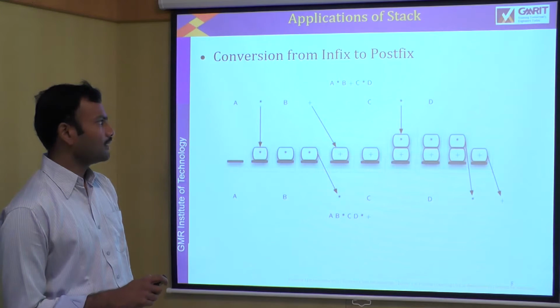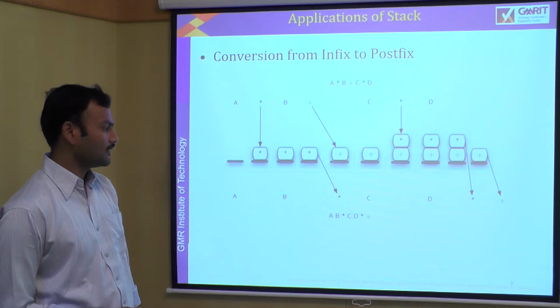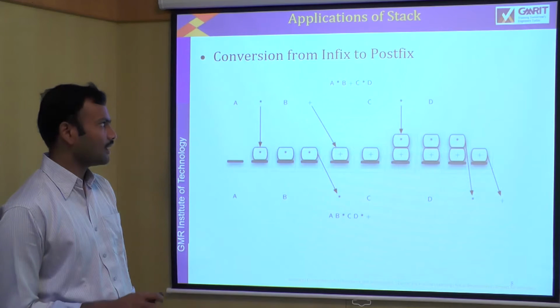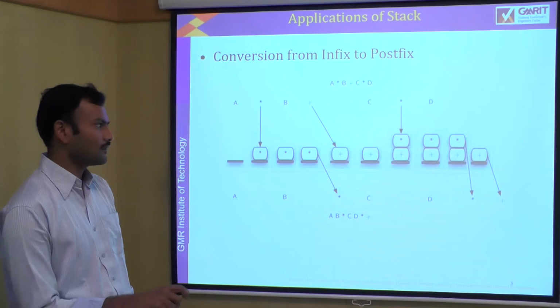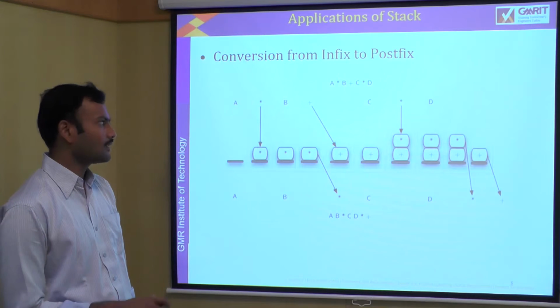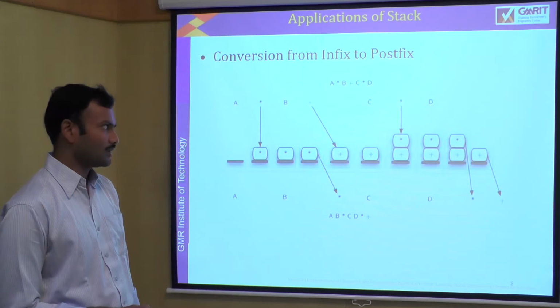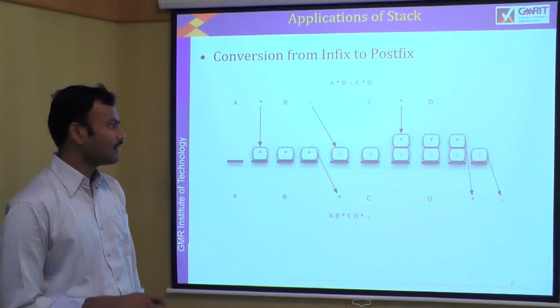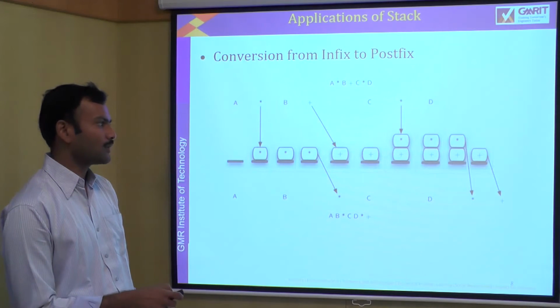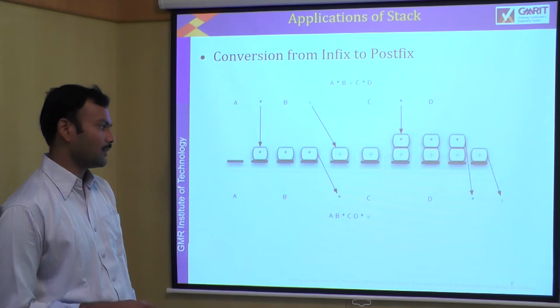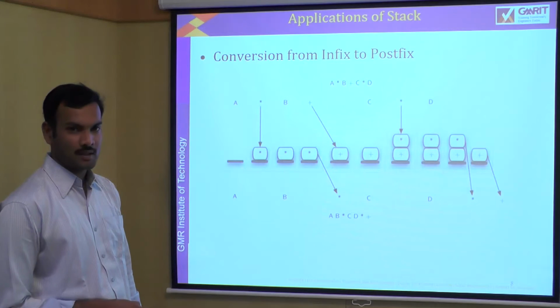Now C is an operand, that is added to the expression. After that star is added to the stack. After that D is added to the expression. There are no more elements in the expression. Now you will be popping all the elements from the stack. So the elements are star and plus. This is nothing but your postfix expression.